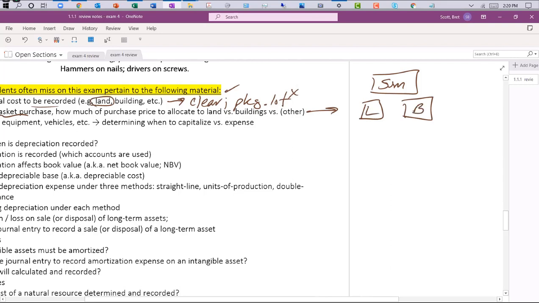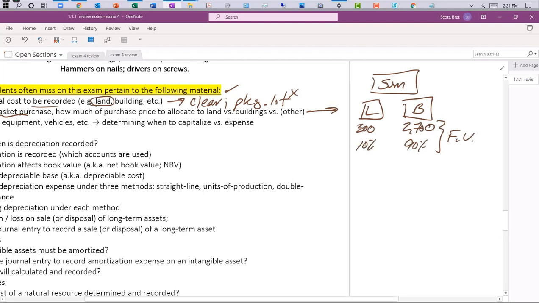And we know we can't just allocate 50-50 because the fair values are a little bit different. In the case of land, we said that was 300, and the building was 2.7 million. So that broke down to 10% and 90%. This is all based on fair value, so we need the fair values to help us break out these percentages.